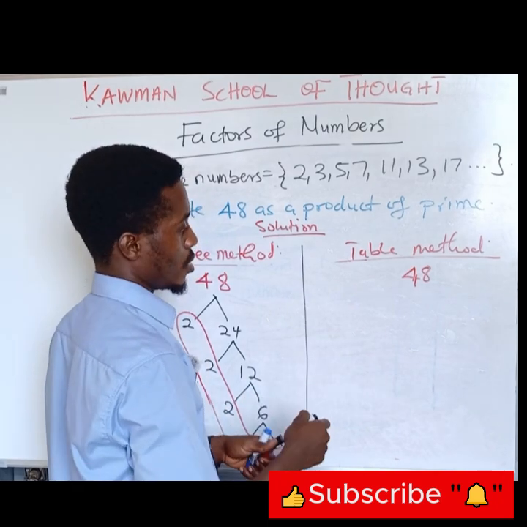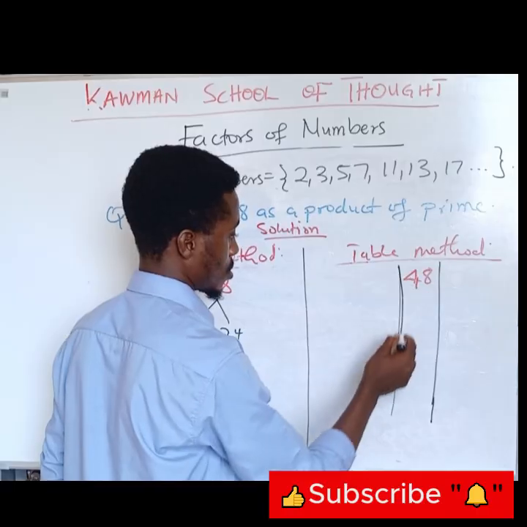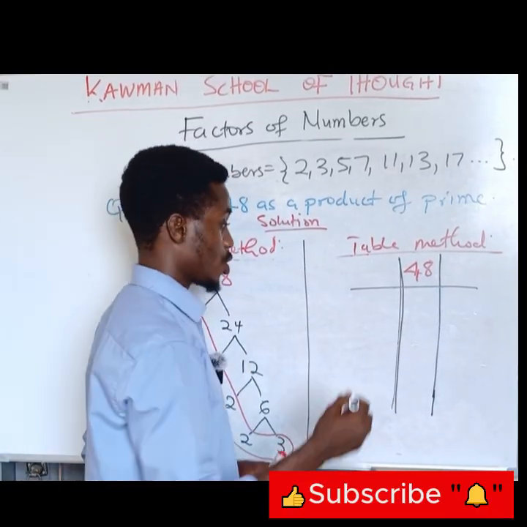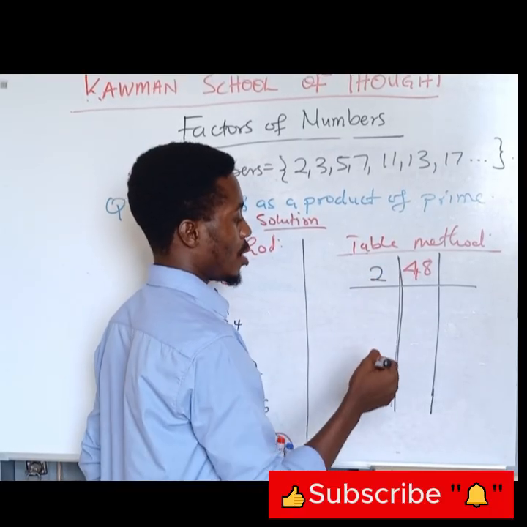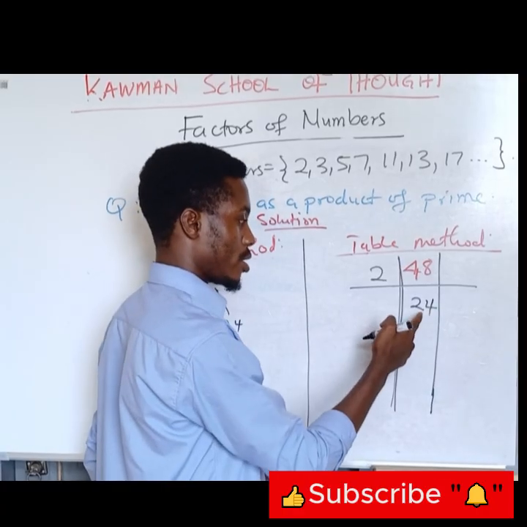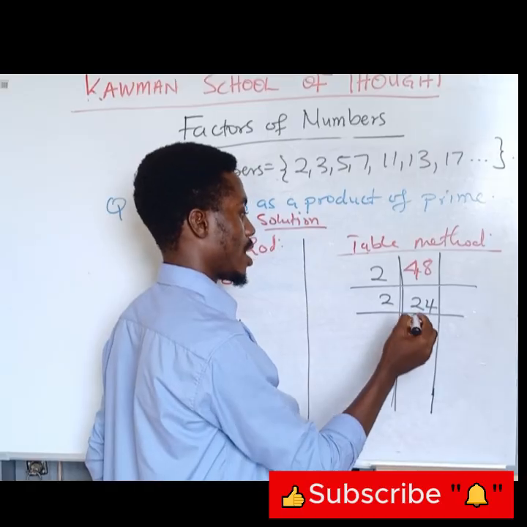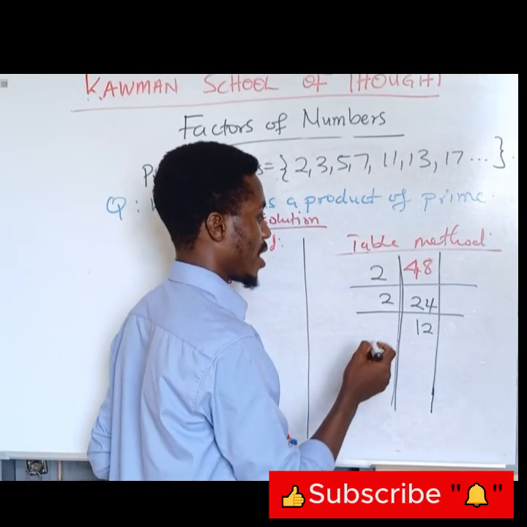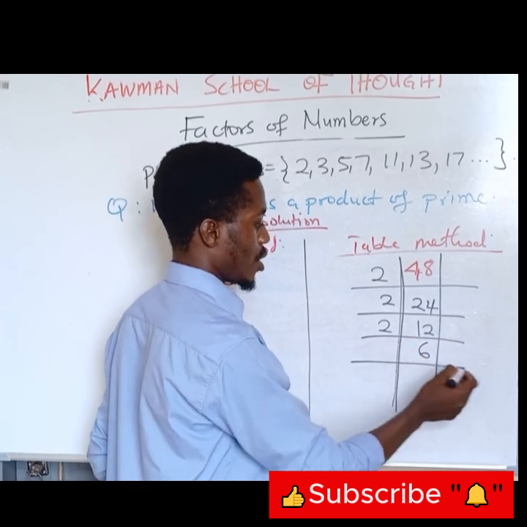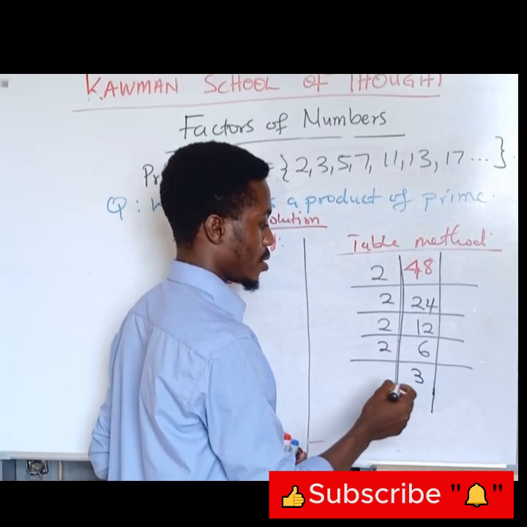Then we have the table method. What prime number divides 48? 2, right? So you write your 2. 2 goes into 48 how many times? That's 24. Then again, focus on this. 2 goes into 24 how many times? 12. Still 2 can divide, which is a prime number. 2 divides this 12 how many times? 6. Now 2 divides this 6 how many times? 3. So we have 3.